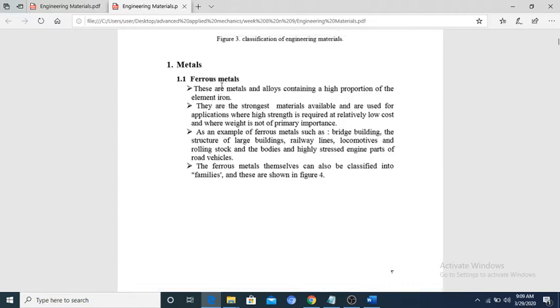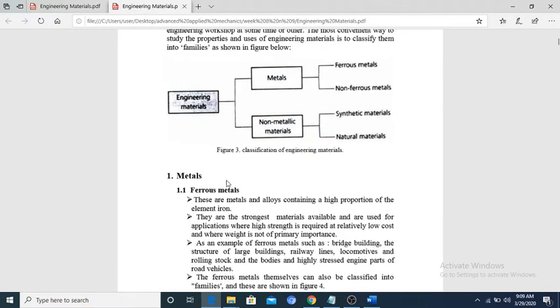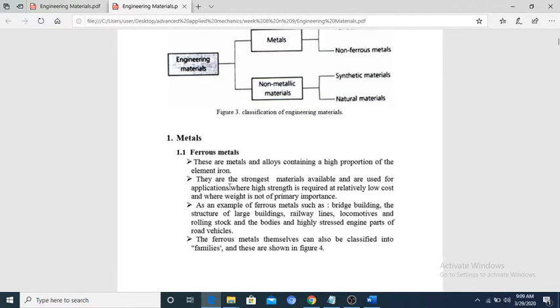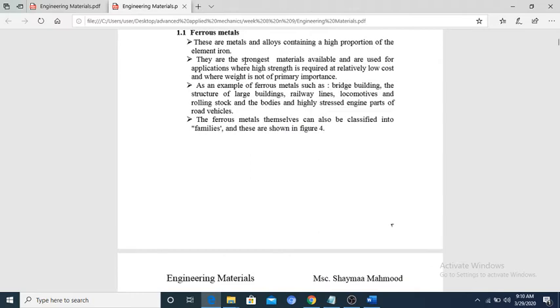What is metal? It consists of ferrous metals. Ferrous metals are metals and alloys containing a high proportion of the element iron. Examples of uses of ferrous metals are bridges, the structure of large buildings, railway lines, locomotives, rolling stock and bodies, and highly stressed engine parts of road vehicles. Yeah. So, classification of ferrous materials.